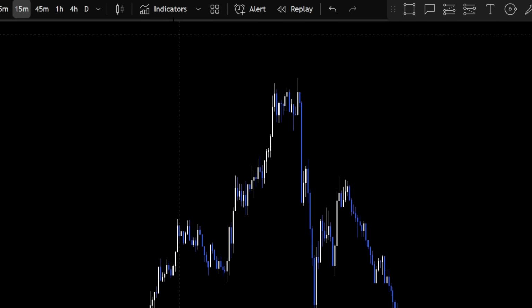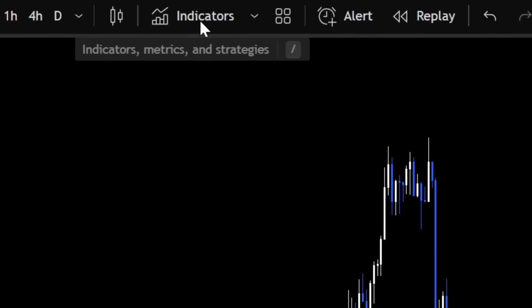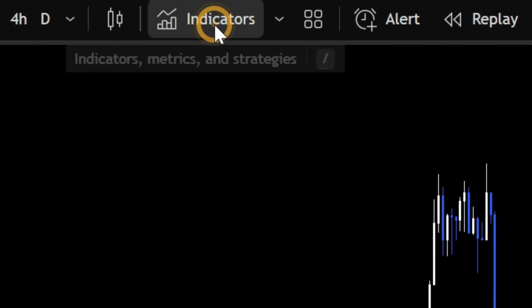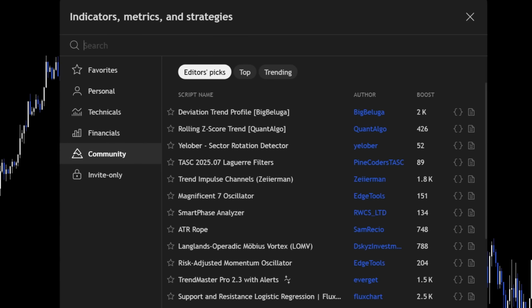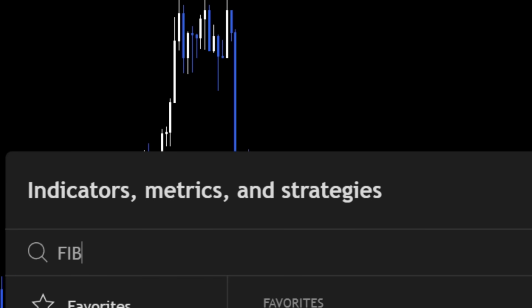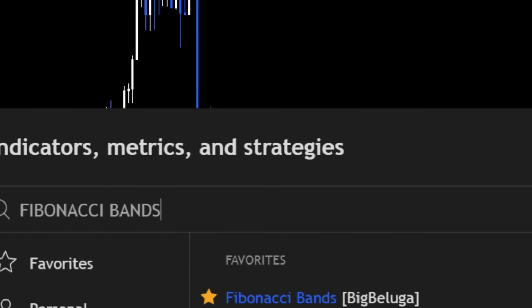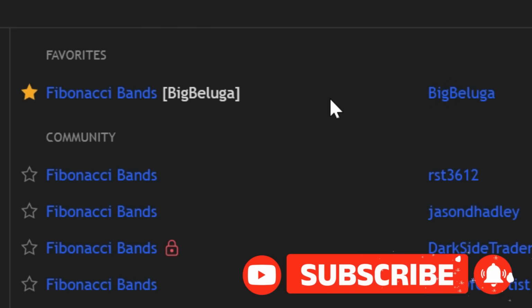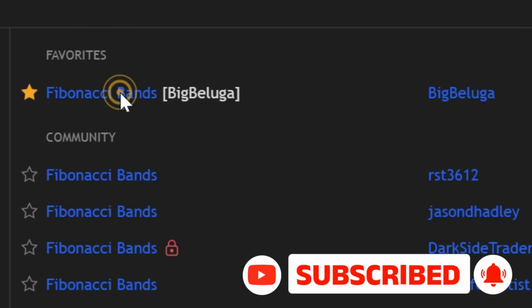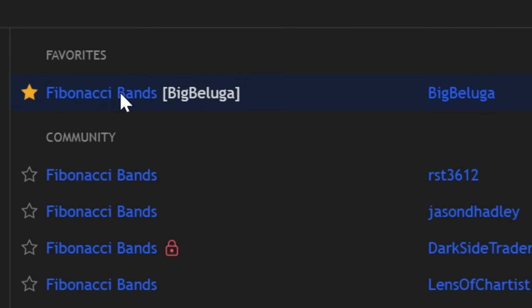Next up, you'll see a button labeled indicators. Just click that. A search bar will pop up and you just type in Fibonacci bands. Now, this is important. Make sure you pick the one by Big Beluga. There might be others, but trust me, this is the one we're using for our TradingView strategy.